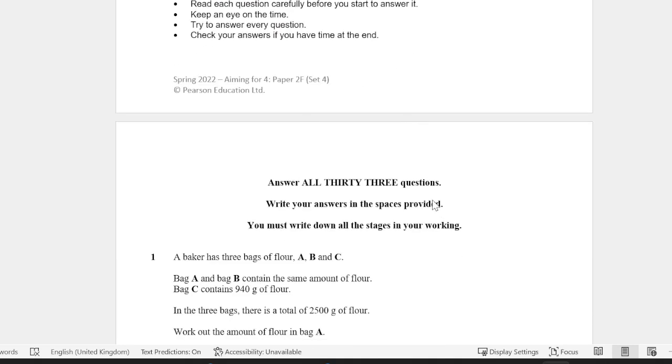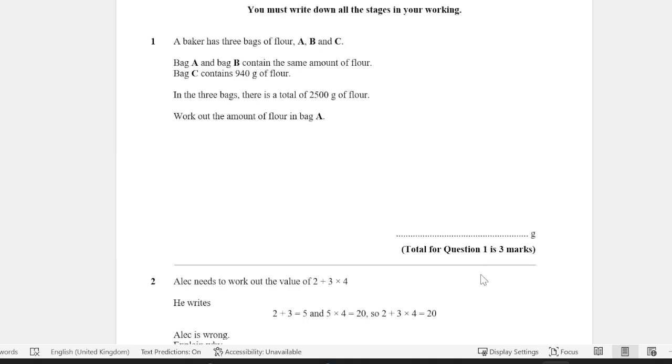Okay then, question 1. A baker has 3 bags of flour, A, B and C. Bag A and bag B contain the same amount of flour. Bag C contains 940 grams of flour. In the 3 bags there is a total of 2,500 grams of flour. Work out the amount of flour in bag A.